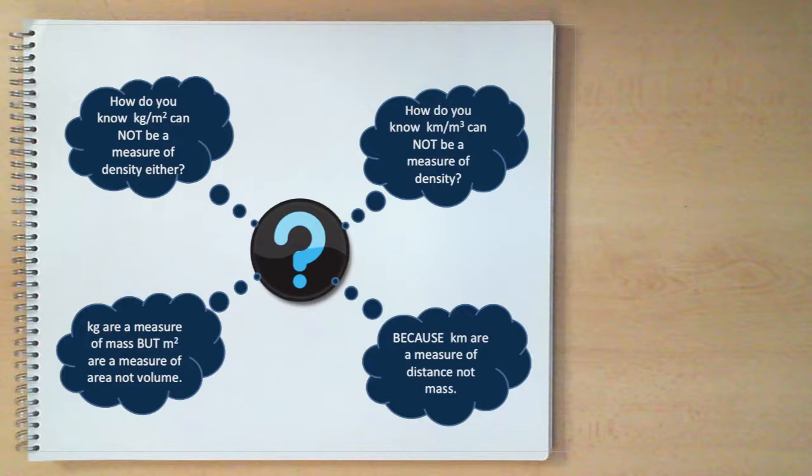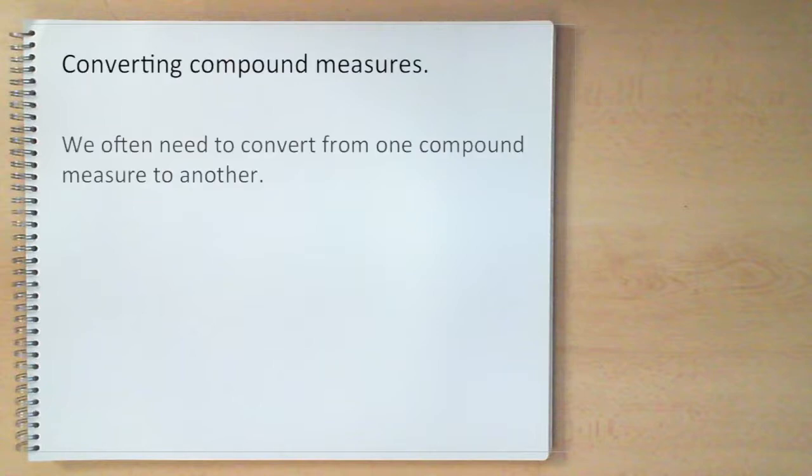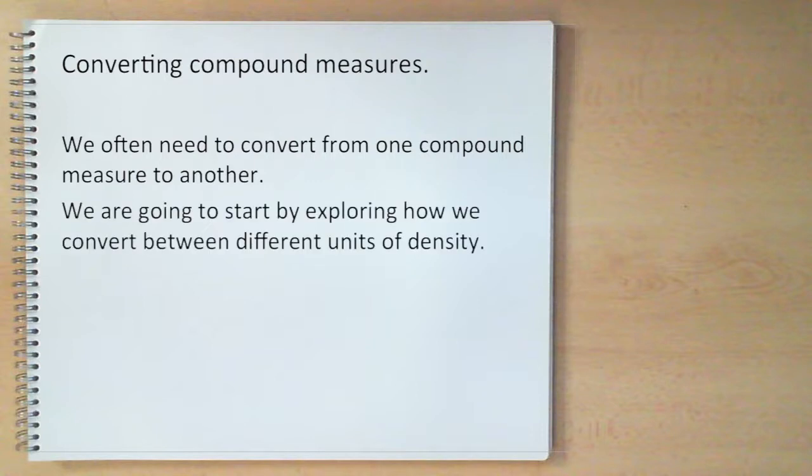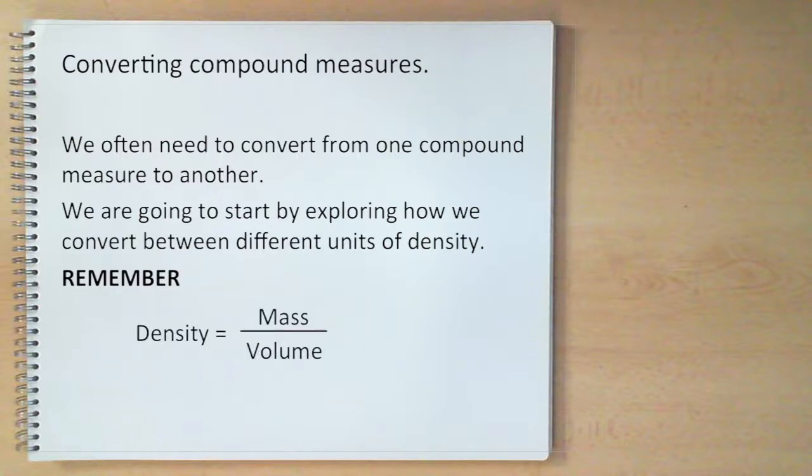Let's look now at converting between compound measures at different units. We'll often need to convert from one measure to another. So we're going to look at exploring the idea of density and how we can convert between different units of density. First, you have to remember, of course, the basic equation connected to density. Density is mass divided by volume. So let's look at a problem involving density and converting between one set of units and another.